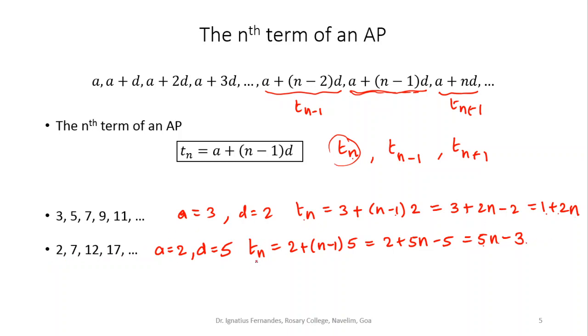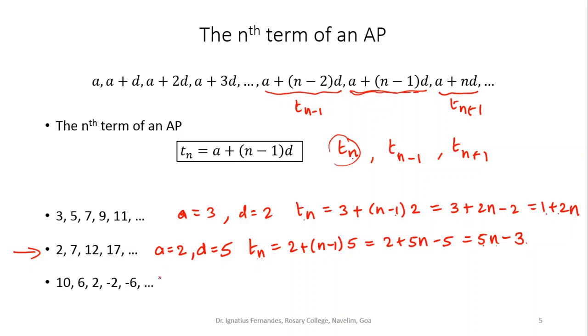And how is writing this nth term going to be useful to us? Suppose I want to find out what is the 20th term in this arithmetic progression, all I have to do is just put n equal to 20. So the 20th term will be 5 into 20 minus 3. 5 into 20 is 100, 100 minus 3 is 97. We can say that the 20th term in this arithmetic progression is 97.